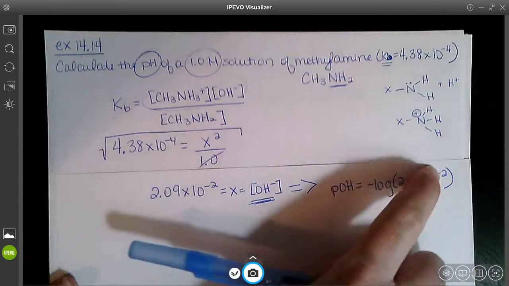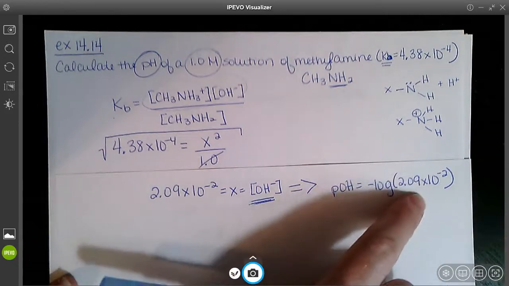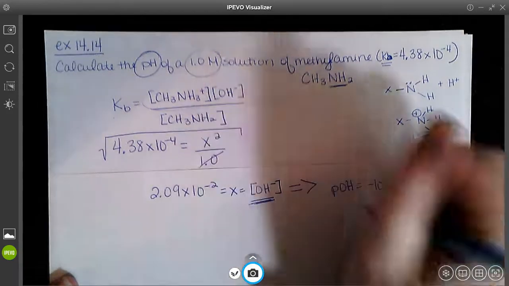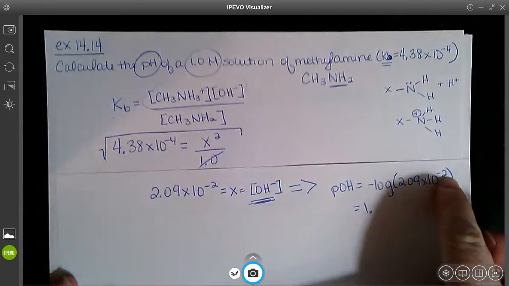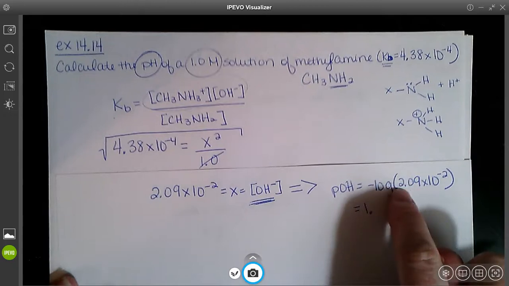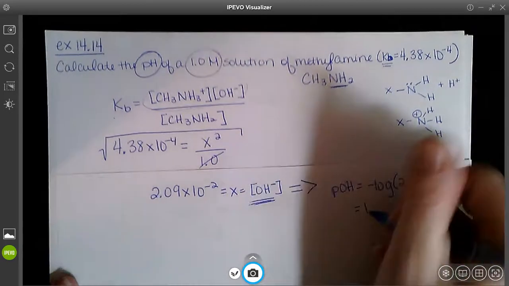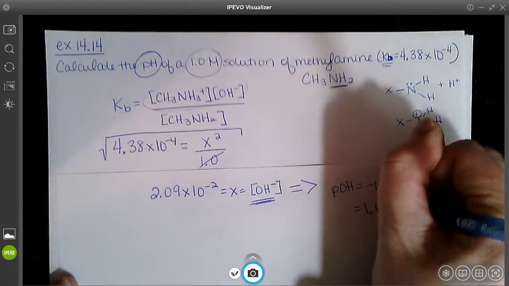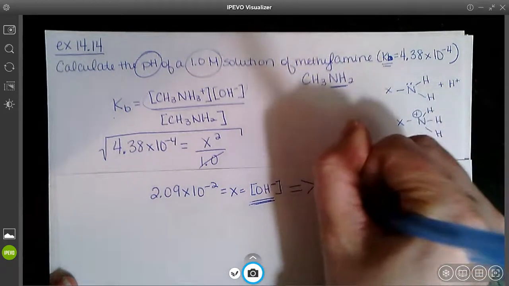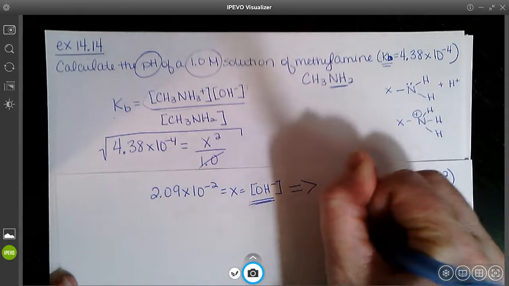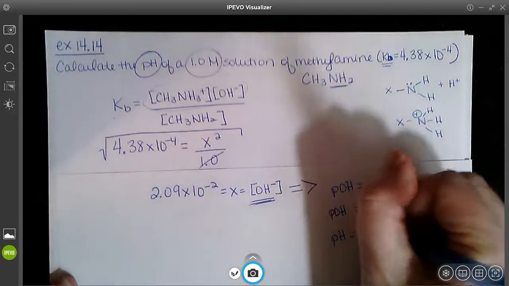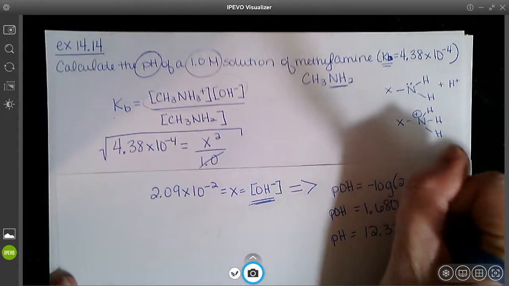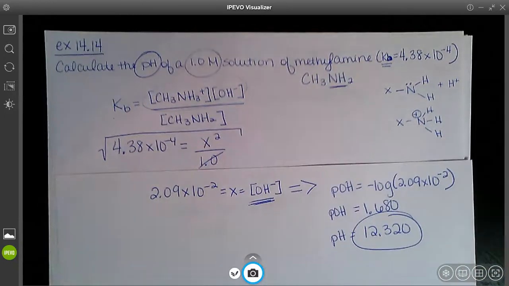Look to that to find your magnitude. Look to this for your sig figs, but plug the whole thing into your calculator. So the 1 is technically from this. These give you your sig figs, so I need 3 decimals after that. So 1.680. This is my pOH. So then my pH is 14 minus that. So it'll be 12.320. Okay, happy calculating.